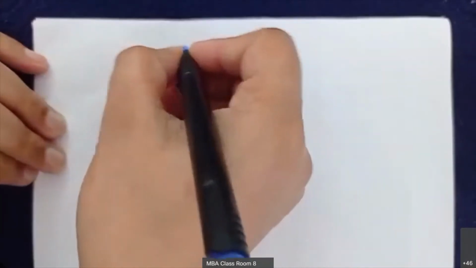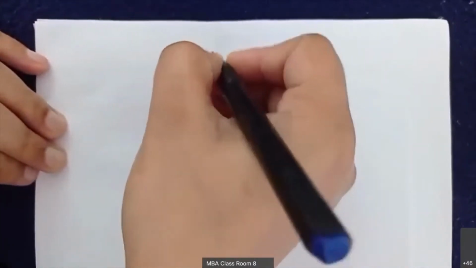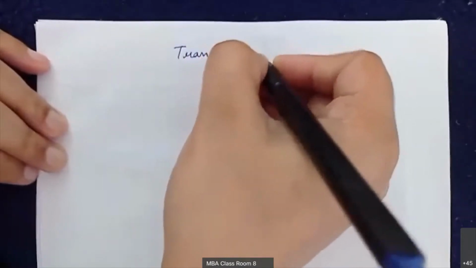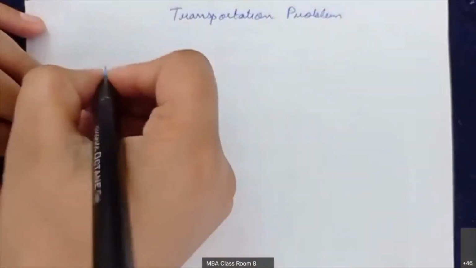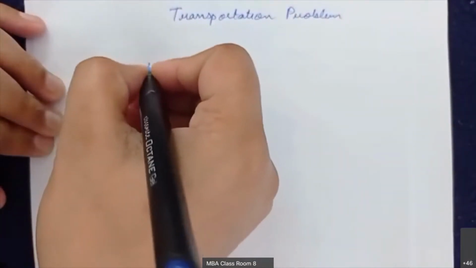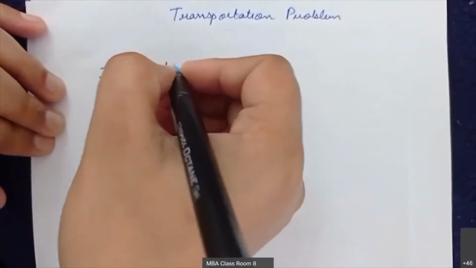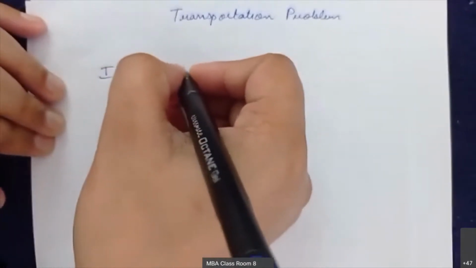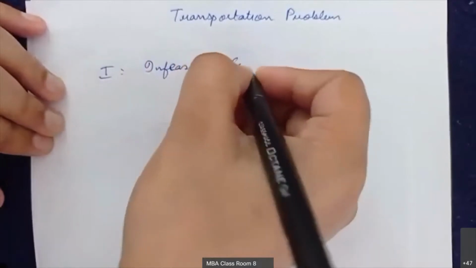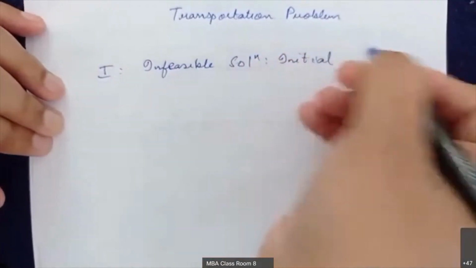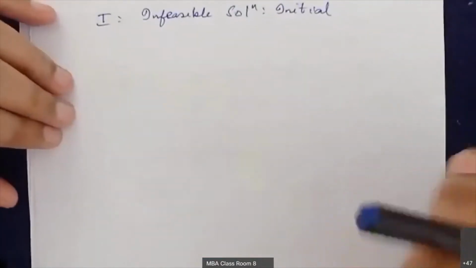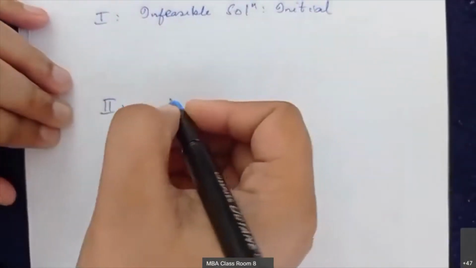So, a small summary. We were discussing the transportation problem. For solving a transportation problem, we have two phases. The first phase is finding the initial basic feasible solution. And the second phase is finding the optimal solution.